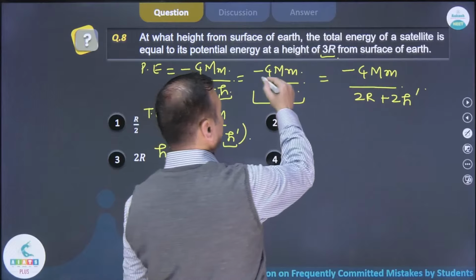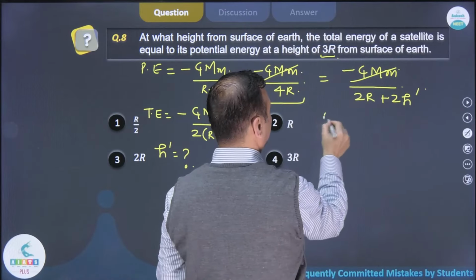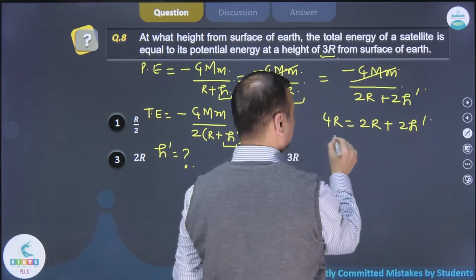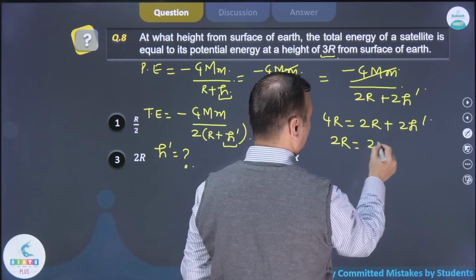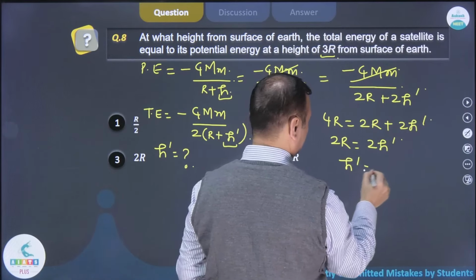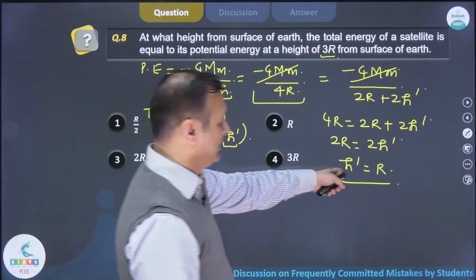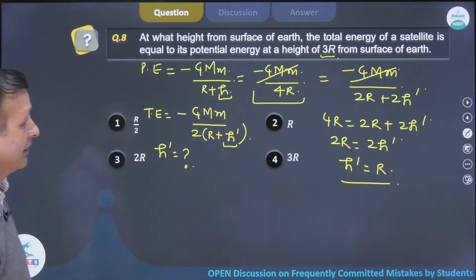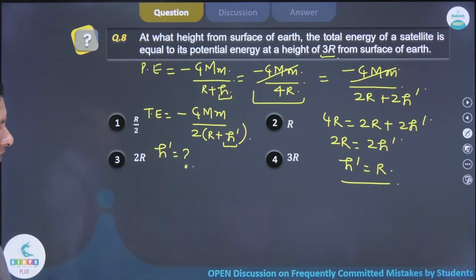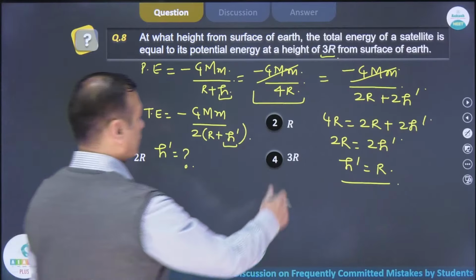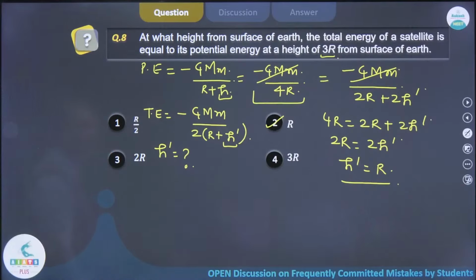Now when you just solve it, it means 4r is equal to 2r plus 2h dash, and that gives you 2r is equal to 2h dash. So h dash is equal to r. So this is the required condition. It means at a height from the surface which is equal to the radius of Earth, the total energy is equal to its potential energy. So the option we have is the second option.